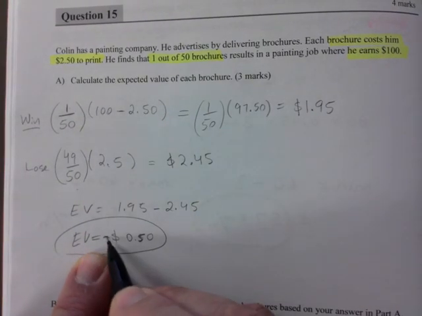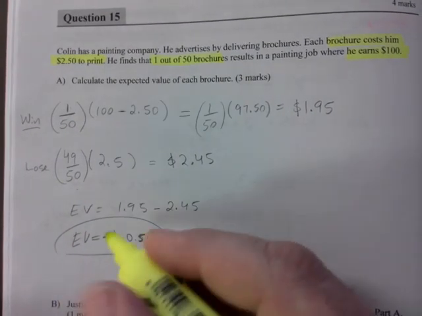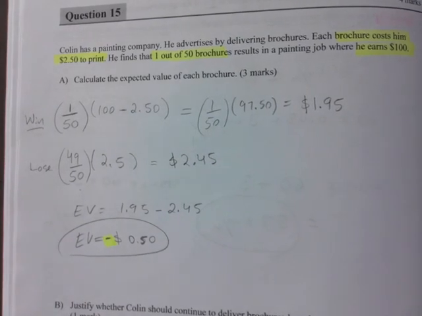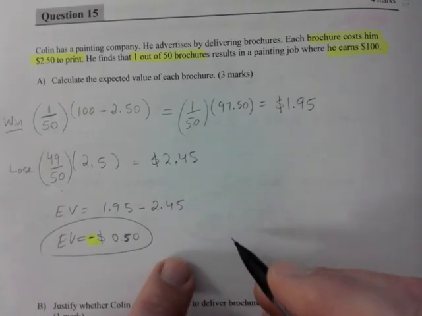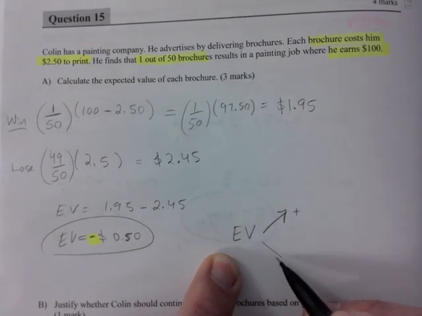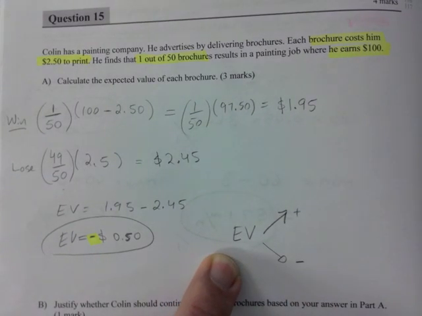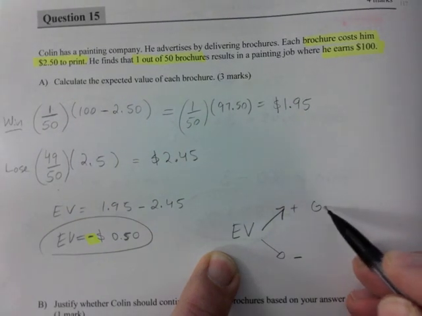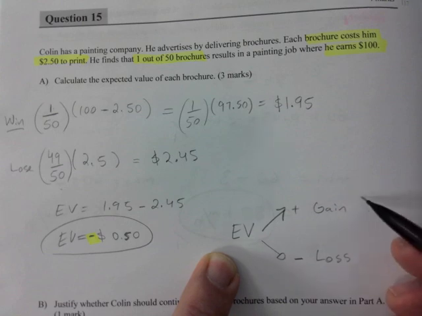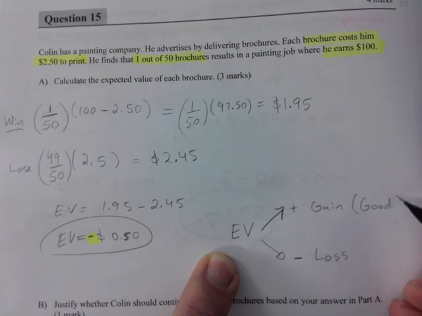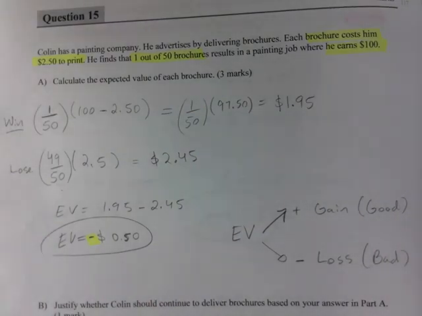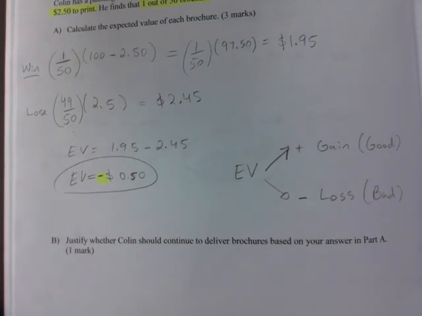So what does a negative mean to us in the long run? Yeah, that we're going to be losing. We're going to be losing in the long run. So let's write this down. EV, it's either positive or negative. That's really what we're interested in. Gain, loss, right? This is good, bad, don't play. Okay. That's just a little aside there for you.